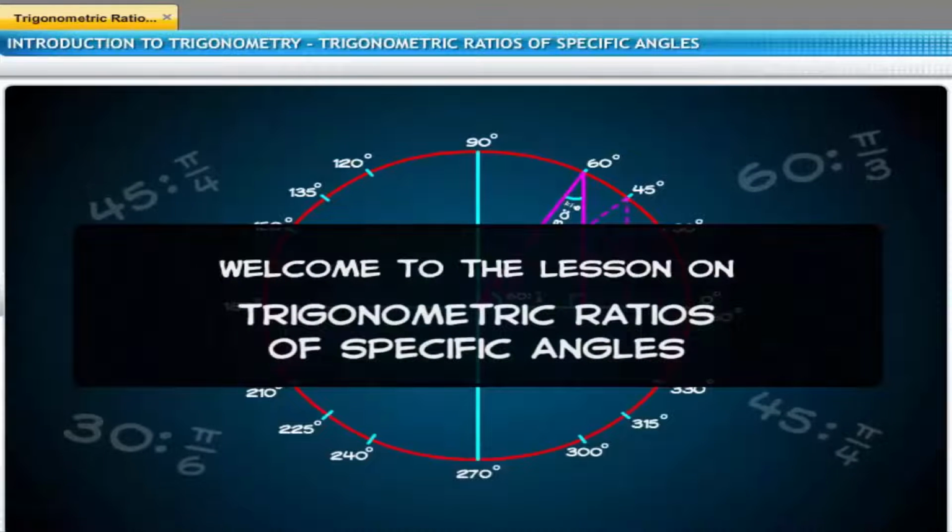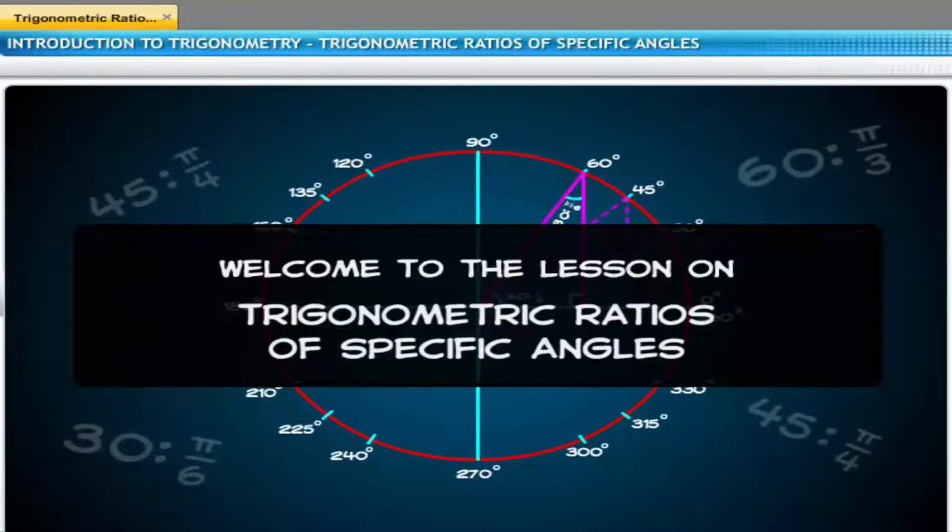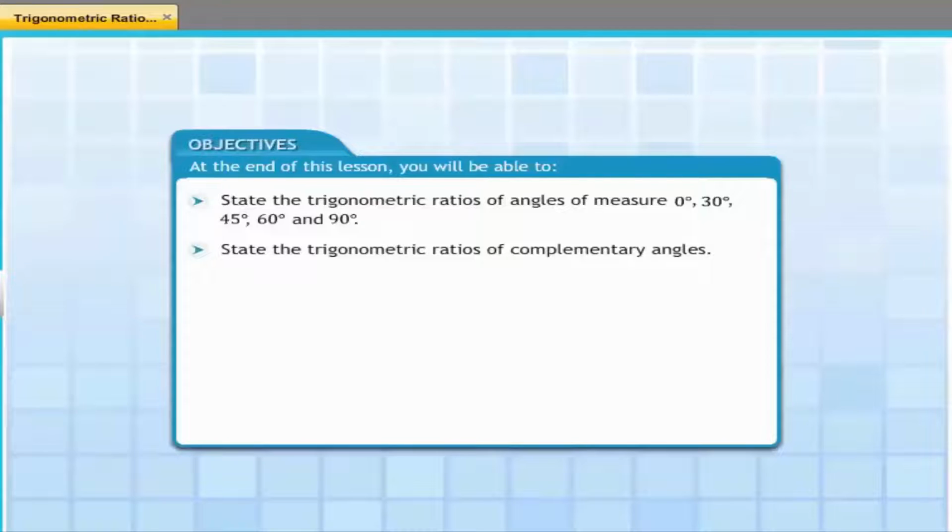Welcome to the lesson on trigonometric ratios of specific angles. At the end of this lesson, you will be able to state the trigonometric ratios of angles of measure 0 degrees, 30 degrees, 45 degrees, 60 degrees, and 90 degrees. You will also be able to state trigonometric ratios of complementary angles.